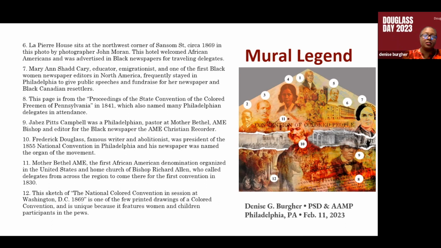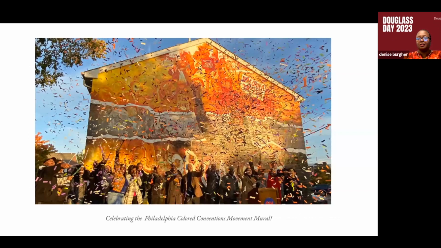These are the other names and the other places from Mary Ann Shadd Cary, who we are honoring. She's at the hard right. Mary Ann Shadd Cary, who we'll be honoring in our upcoming Douglass Day celebration, which I'm going to share very briefly with you about. Jabez Pitt Campbell, Frederick Douglass, of course, Mother Bethel again. So this was our mural reveal. We had the pleasure of sharing that day with Shakita and with Ishmael Jimenez, who shared not only words with us, but celebrated the official reveal or opening of the mural. And we had a lot of fun.